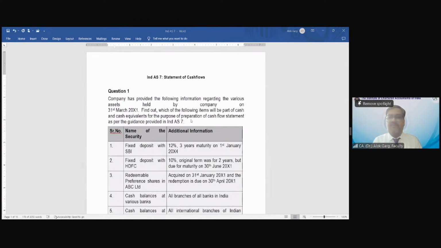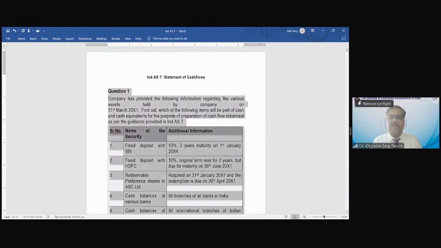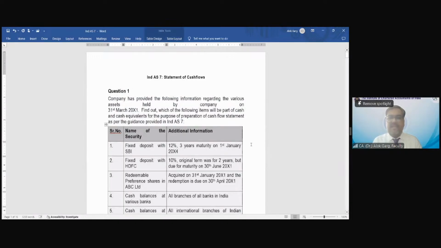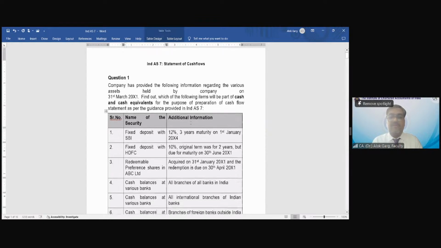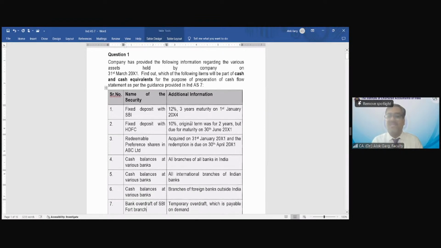Company has provided the following information regarding the various assets held by company on 31st March 20x1. Find out which of the following items will be part of cash and cash equivalent. Okay. For the purpose of preparation of cash flow statement as per guidance provided in Ind AS 7. Okay. So the question is asking that out of these items, which item is cash and cash equivalent?